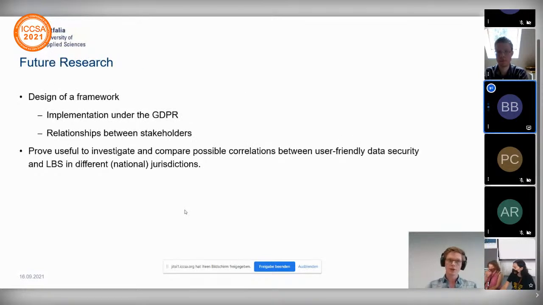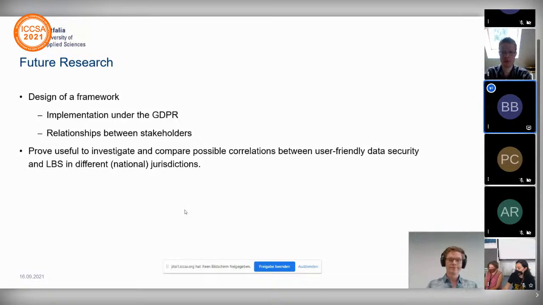We will now look to the future research. I think we're nearly at the end of our presentation. It's worth it to design a kind of framework and to implement this under the overwhelming GDPR, and to identify or investigate the relationship between all the stakeholders among the value chain of location-based services. It is useful to investigate and compare possible correlations between user-friendly data security and location-based services in different national jurisdictions, for example, in Asia or in the United States.